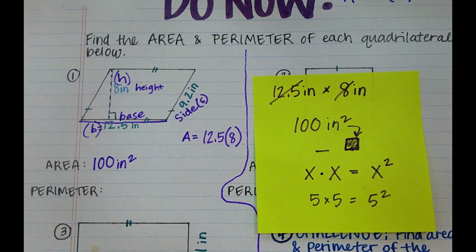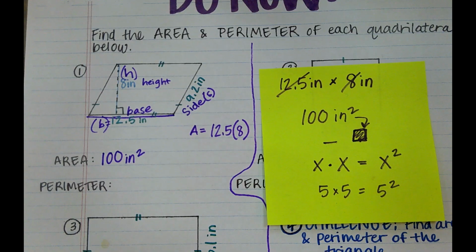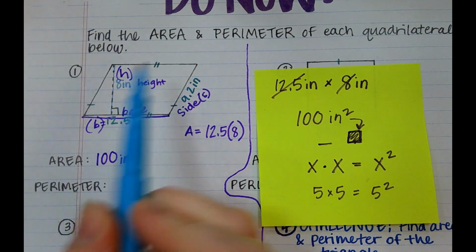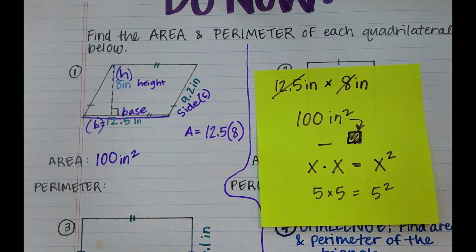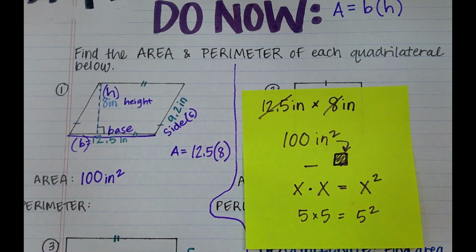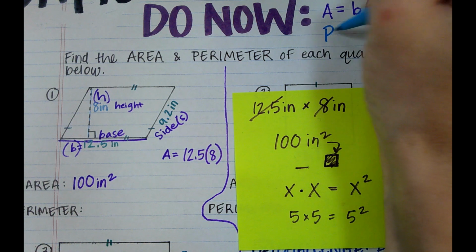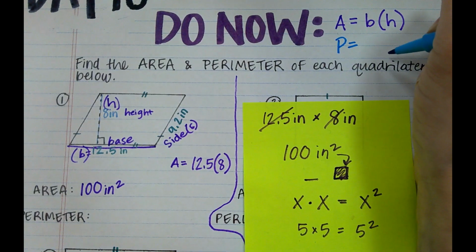And perimeter, what is perimeter? It's the outer length around the shape. So we don't need to use a formula for perimeter if we don't want to. We could add all the sides together. But what is that formula I gave you yesterday? Perimeter is 2 times length plus width.